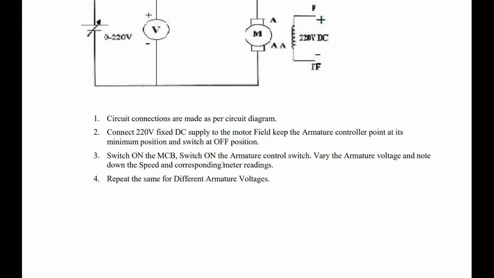Connect the 220 volts fixed DC supply to the motor field. Keep the armature control point at its minimum position and the switch in off position. Switch on the MCB, switch on the armature controlled switch, and vary the armature voltage knob. We can vary the armature voltage and note down the speed. The speed is measured with the help of the tachometer and the corresponding readings are noted down in tabular form. Repeat this procedure at different armature voltages.